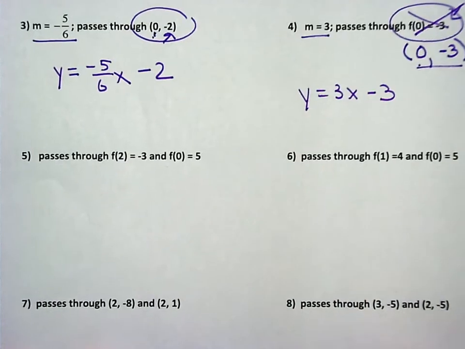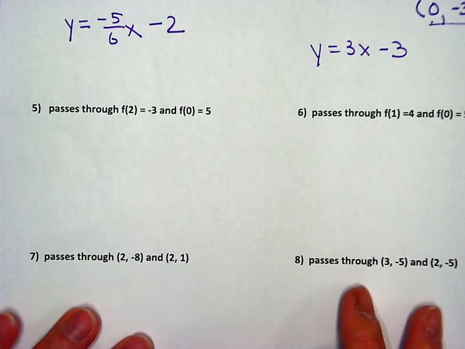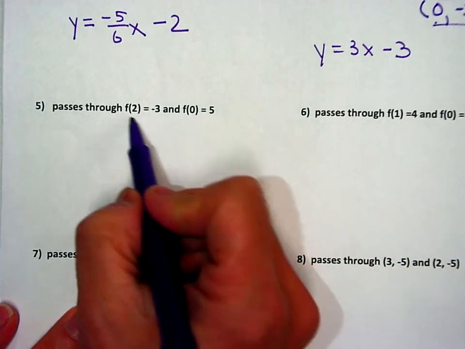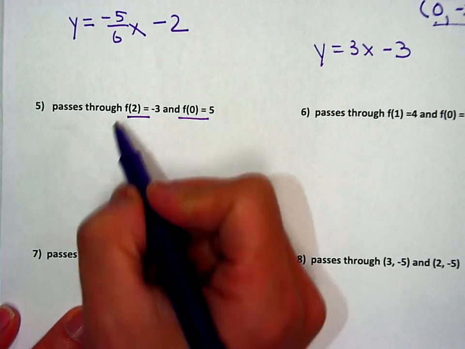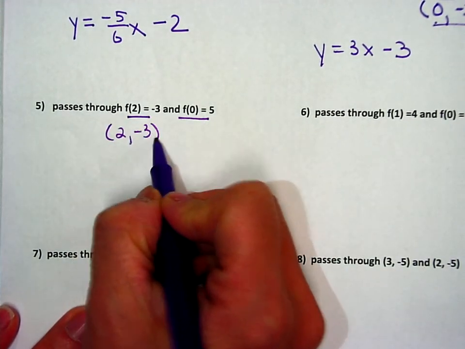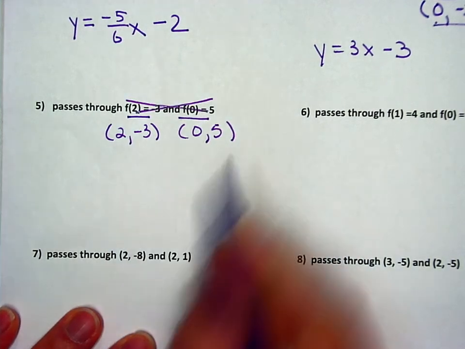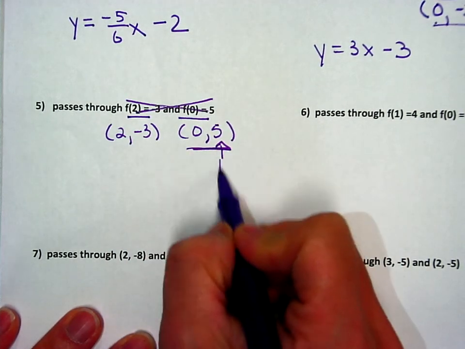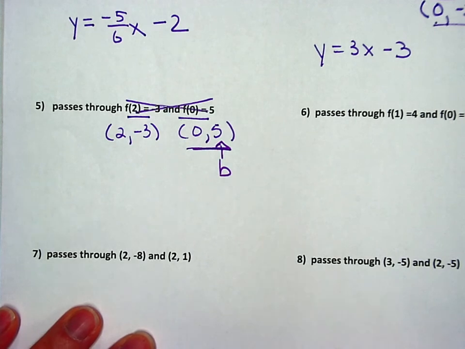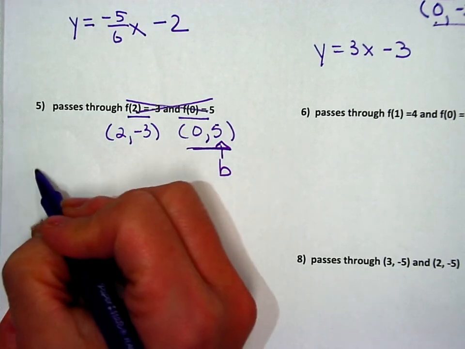Okay, number 5. I'm giving you 2 points, but both of them are written in function notation. So I would go ahead and rewrite them, both of them, as an ordered pair. Now let's see what they're giving you. This is my y-intercept. There's my b. They do not give you the slope here, so you will need to calculate the slope.